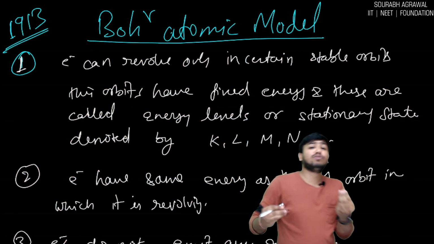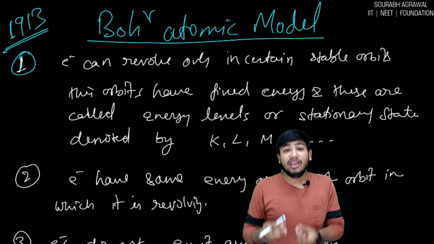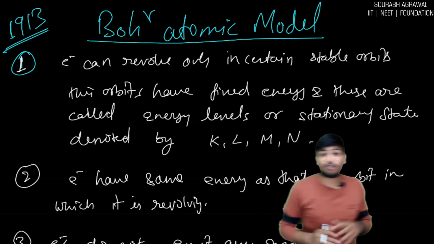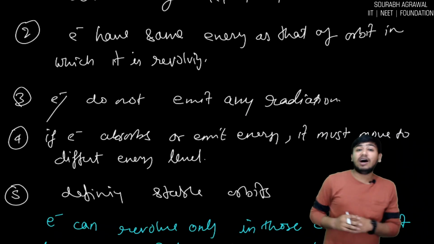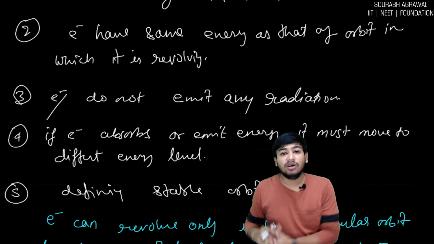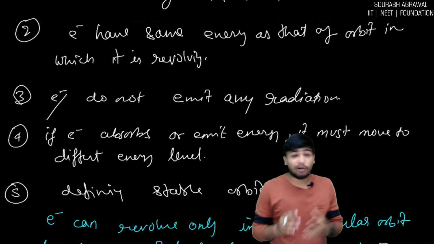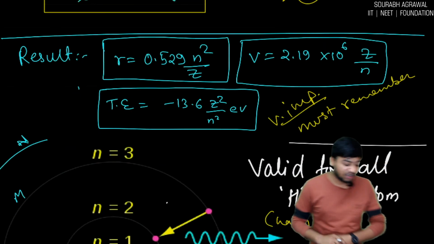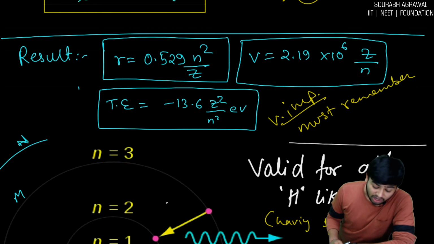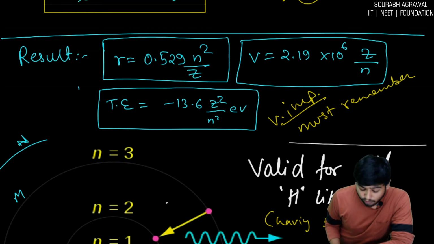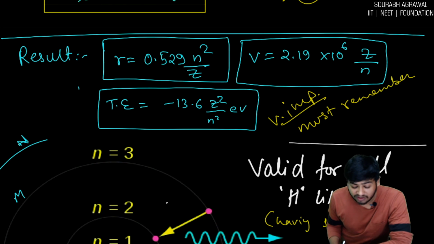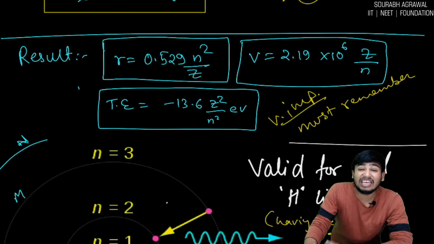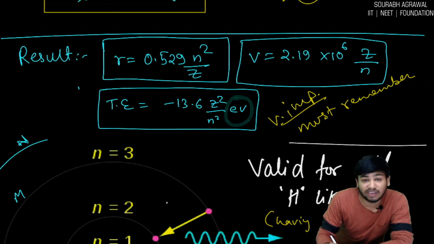What Bohr said is that the electron moves only in some particular orbits, in which its angular momentum is equal to an integral multiple of h by 2 pi. From that equation and from the equation that centripetal force is equal to electrostatic force, we get very important formulas for r, v and total energy. r is 0.529 into n square by z. v is equal to 2.19 into 10 raised to power 6 into z by n. And total energy is minus 13.6 z square by n square eV. Remember, this energy is in eV.